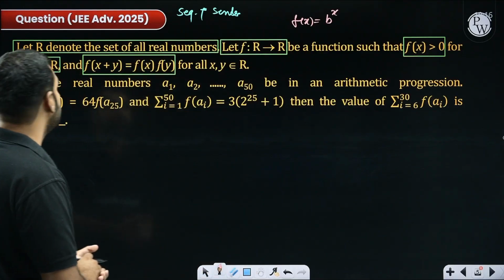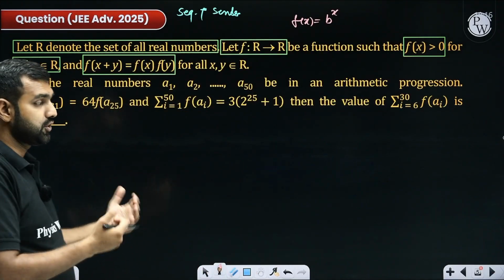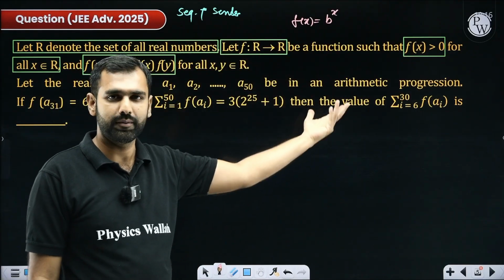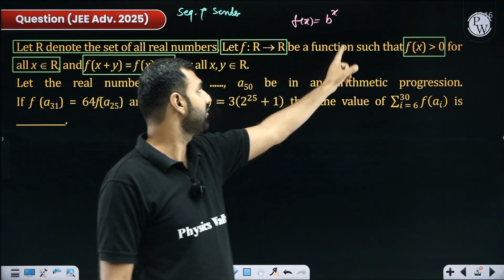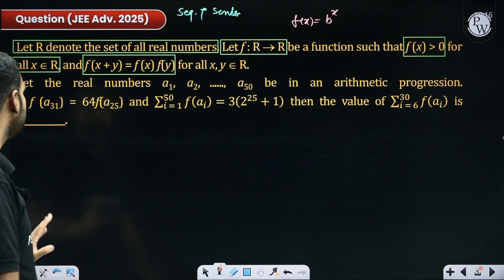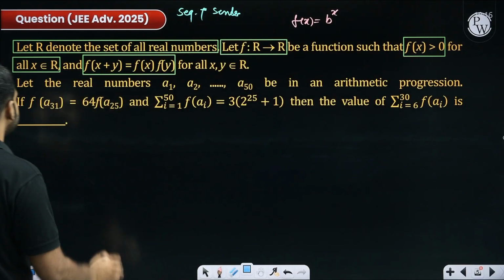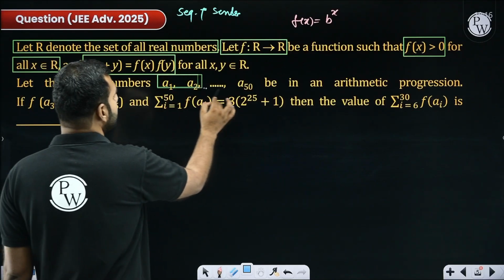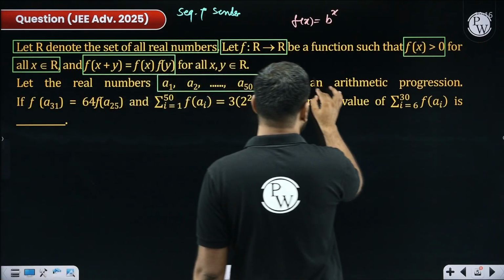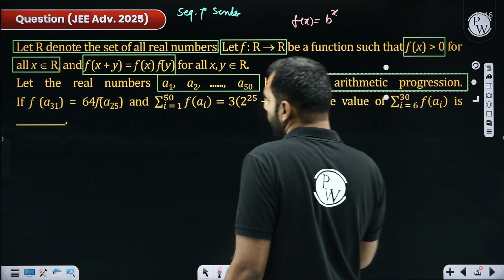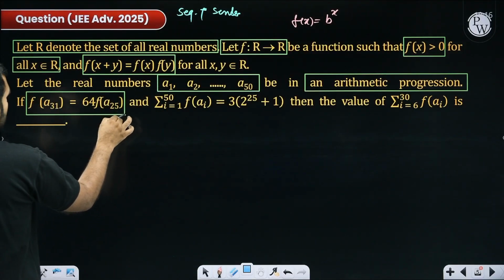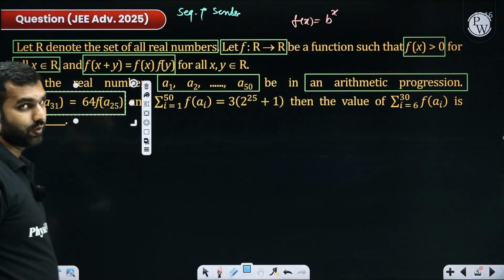Now, what are we told? The second part of this question uses a concept of 11th standard, although this part was a little bit of 12th, but with basic logic you could have cracked it as b to the power x. Are you all getting this? Absolutely doable. With this, what am I told next? Let the real numbers a1, a2, a3, up to a50, all be real numbers forming an AP. Okay, that's good. And I am told f of a31 is equal to 64 times f of a25.